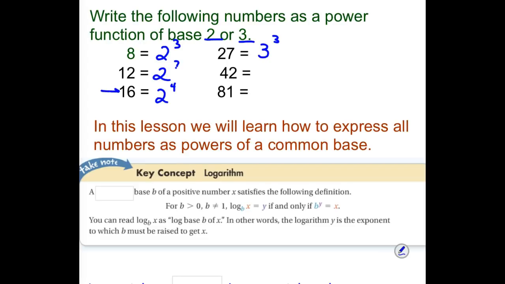And if I know that 16 gives me 2 to the fourth, and 8 is 2 to the third, then 12 has to be somewhere in between there. So that tells me that this power that I'm looking for here has to be between a 3 and a 4. Okay, it's going to be a decimal number somewhere in between there. The same thing with our 3's. 81 is 3 to the fourth, and 27 we said was 3 cubed. So 42 is going to have to be 3 to some power in between a 3 and a 4. In this lesson, we're going to learn how to express all those numbers as powers using a common base.